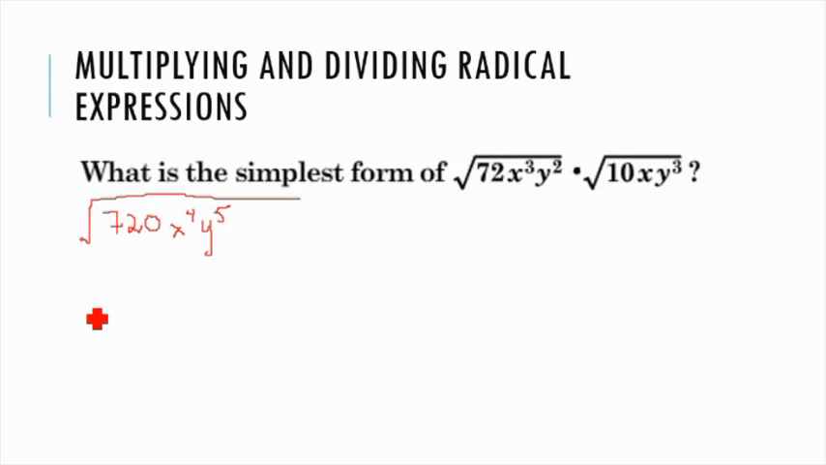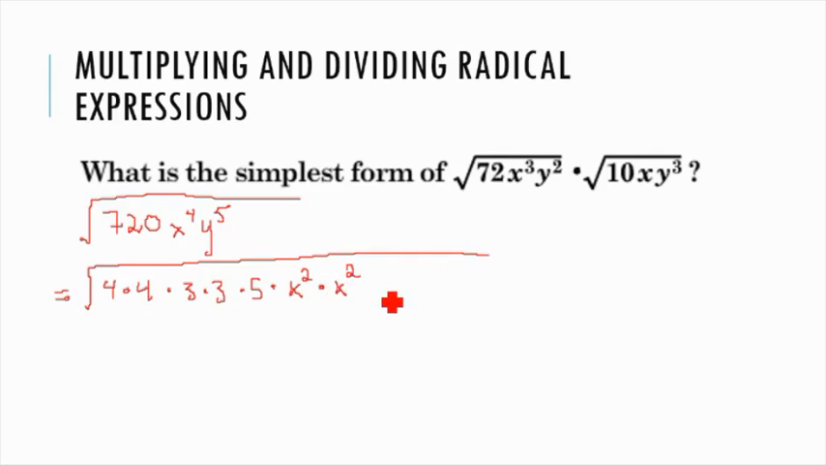And then if I simplify that, I can also write that 720 as 4 times 4 times 3 times 3 times 5. I can write that x to the 4th as x squared times x squared. And I can write that y to the 5th as y squared times y squared times y.